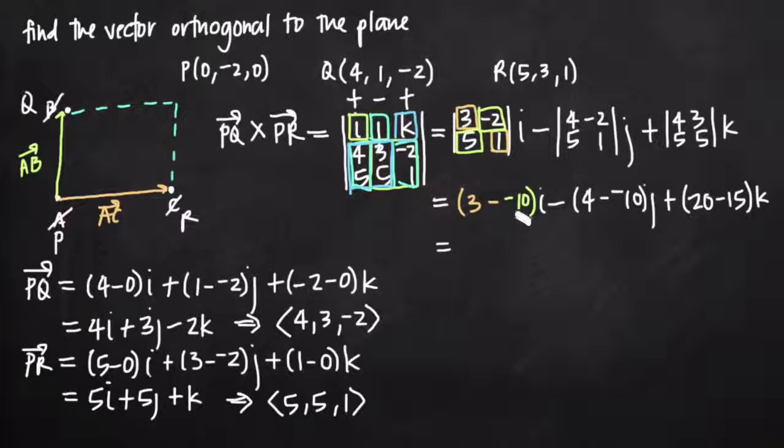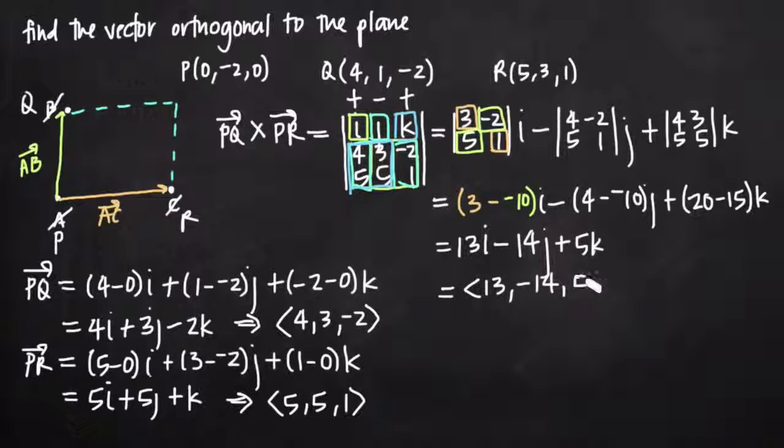And when we simplify, 3 minus -10 is 3 plus 10, or 13I. 4 minus -10 is 4 plus 10, which is 14, so we get -14J. And then 20 minus 15 is 5, so we get plus 5K. This is the equation of the vector which is orthogonal to our plane defined by PQ and PR. We can also write it as just its component values, or its direction numbers, 13, -14, 5.